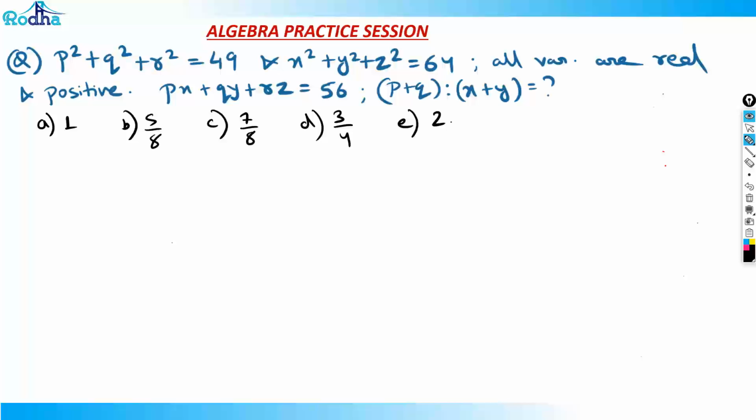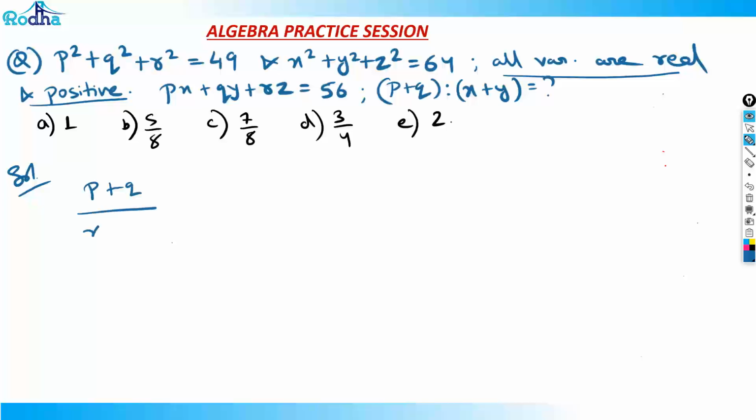So obviously now we know the answer: 7 by 8, right? But if options are there, then in this kind of complex equation, you can always use your common sense. Now what common sense can I use here? I know that all these variables are real and positive, right? Real and positive.